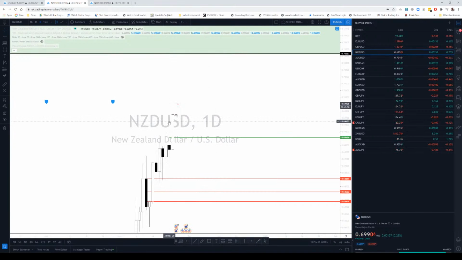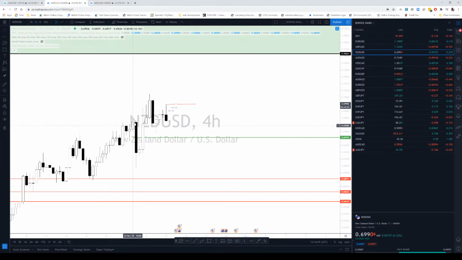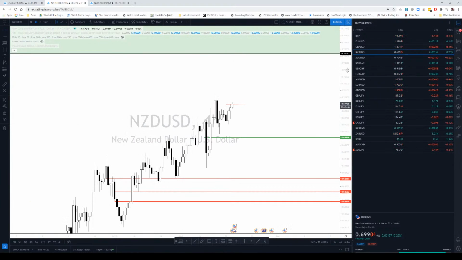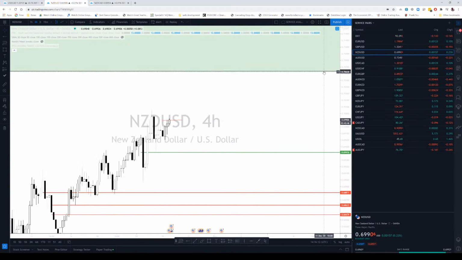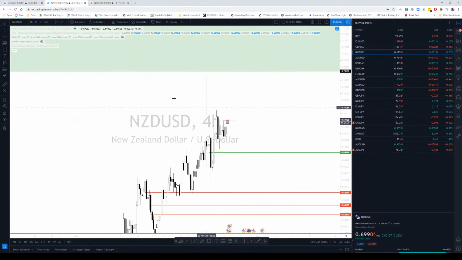Okay, and the 4-hour down candle. That's what I use to get an entry to continue going higher. My upside objective is 70.63. That's what I'm looking for on NZD.